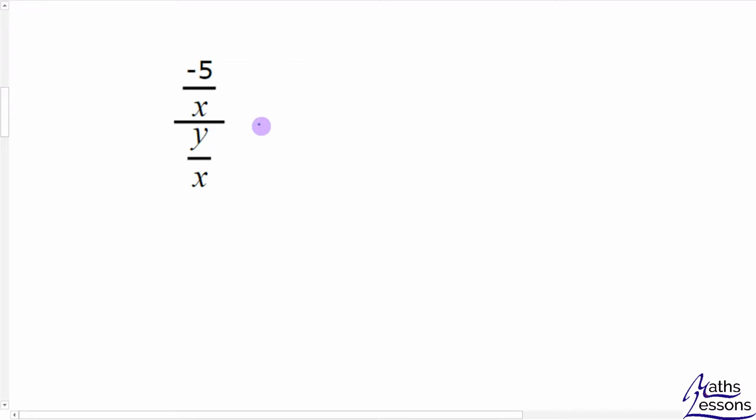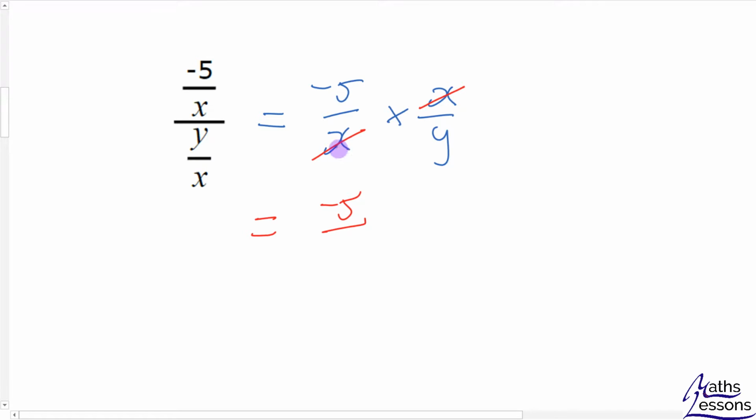Okay, so again, we take this fraction minus 5 over x and we turn this one upside down and times by x over y. And what you can see is, because these are times, you have a common factor of x on the top and the bottom. So therefore you can cancel them down. So we're just left with minus 5 times 1 is minus 5. 1 times y is just y. If you don't quite like cancelling down, you might multiply out. And then you might see that you get your common factor that way. Either way, the answer is minus 5 over y.